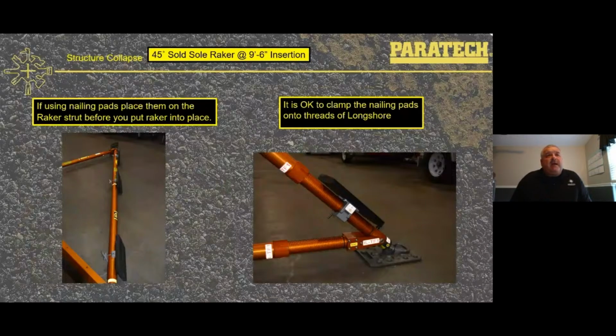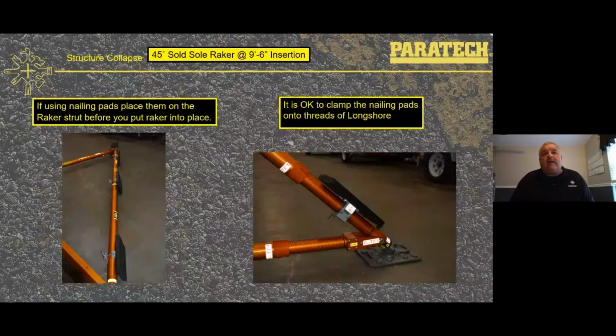If using nailing pads, place them on the raker strut before you put the raker into place. It's okay to clamp the nailing pads onto the threads of the longshore. It's an Acme thread, so it's a square flat thread. You will not damage the threads. Rule of thumb with both nailing pads and your lateral bracing made out of Paratechs.